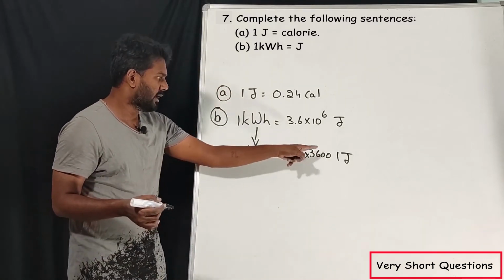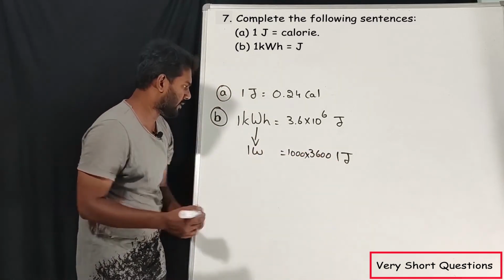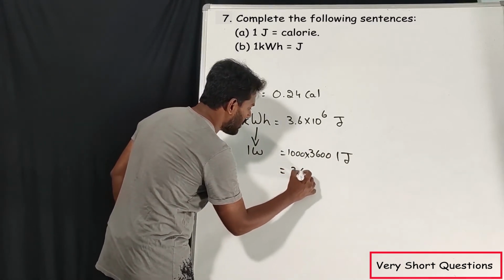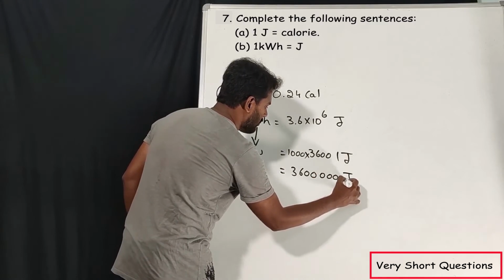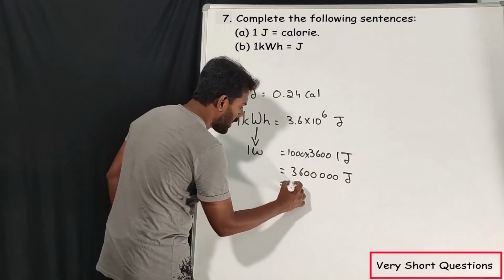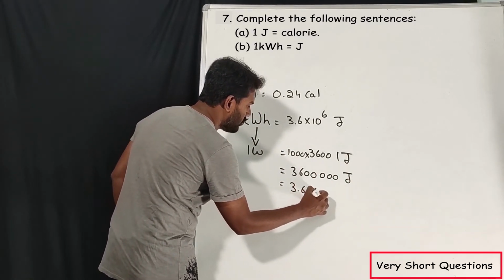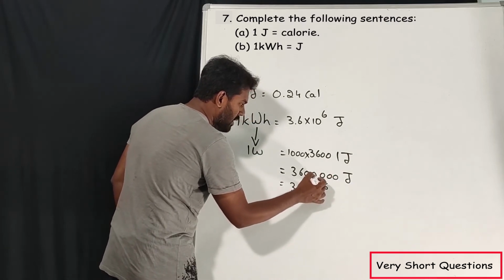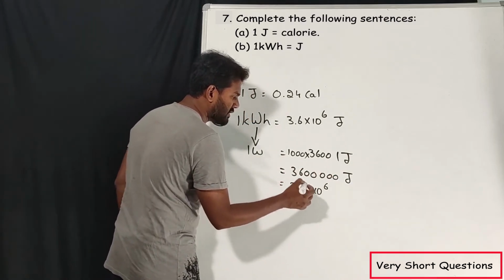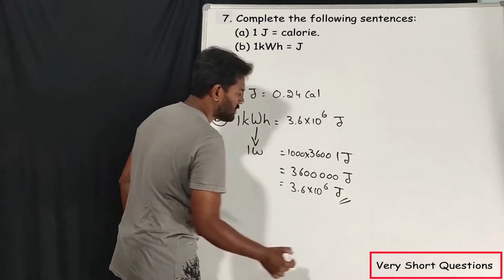So 1000 into 3600 into 1, that is 3,600,000. How many zeros are left? 1, 2, 3 joules. So that is 3.6 into 10 power 6. The decimal point is here and it has moved 6 times. That is why it is 3.6 into 10 power 6 joules. That's it.